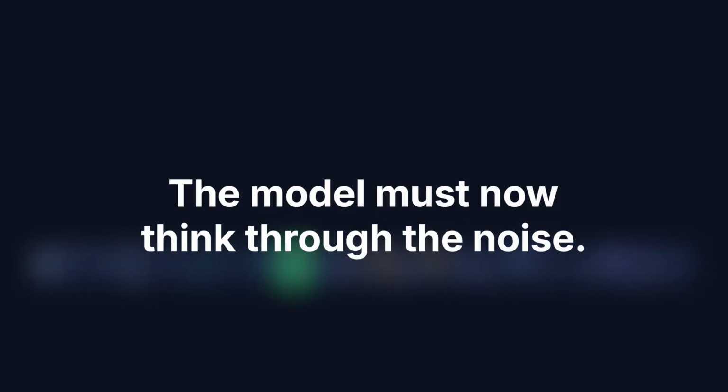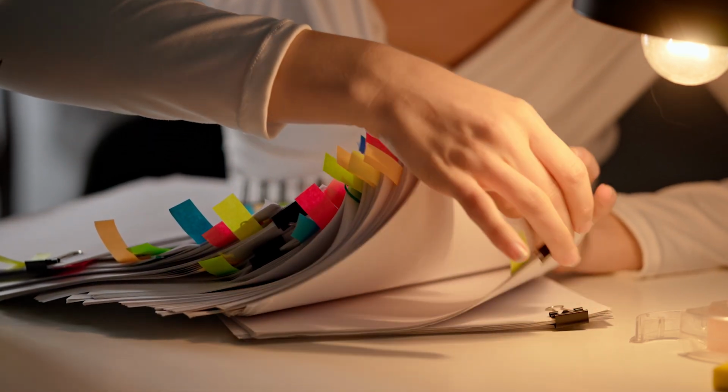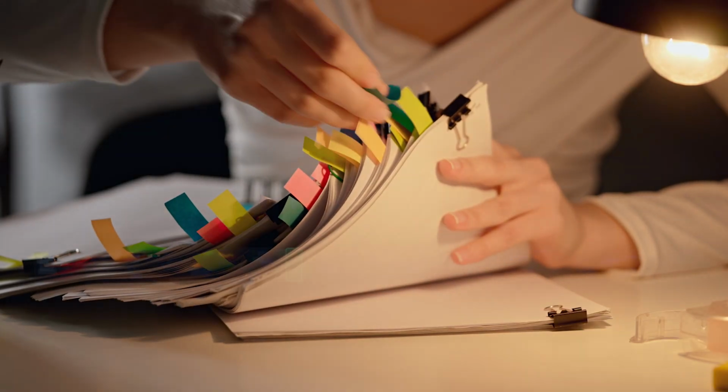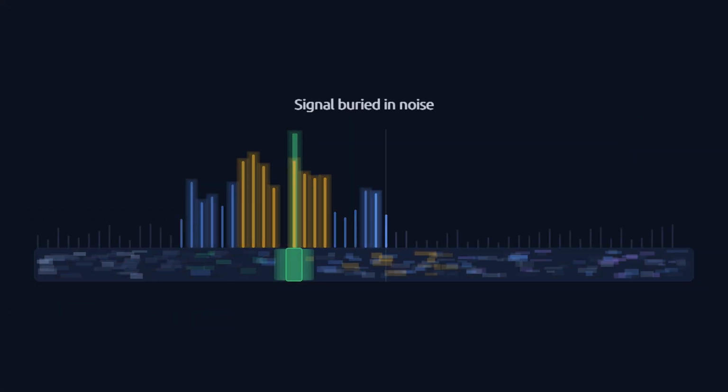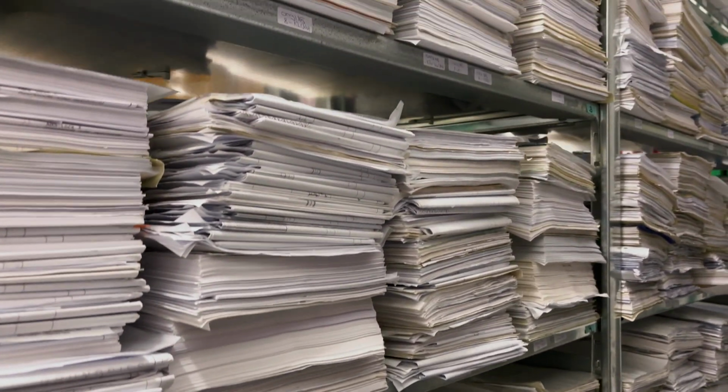And once that happens, the task has changed. The model is no longer just answering a question, it is searching through the context, weighing competing signals and deciding which parts deserve attention. That is why more tokens can help, but they can also make the answer harder to find.